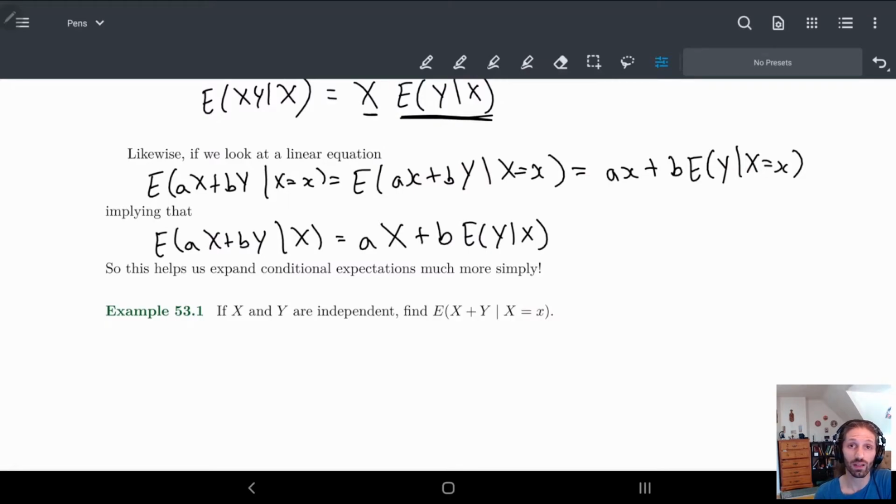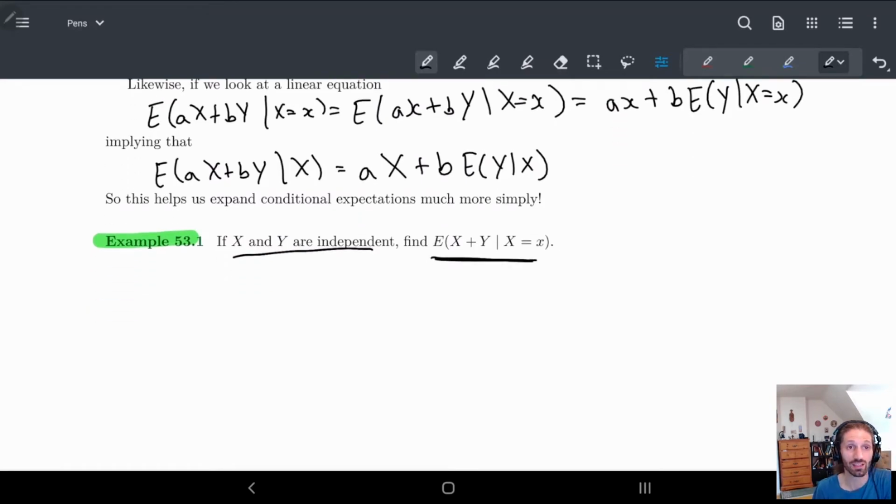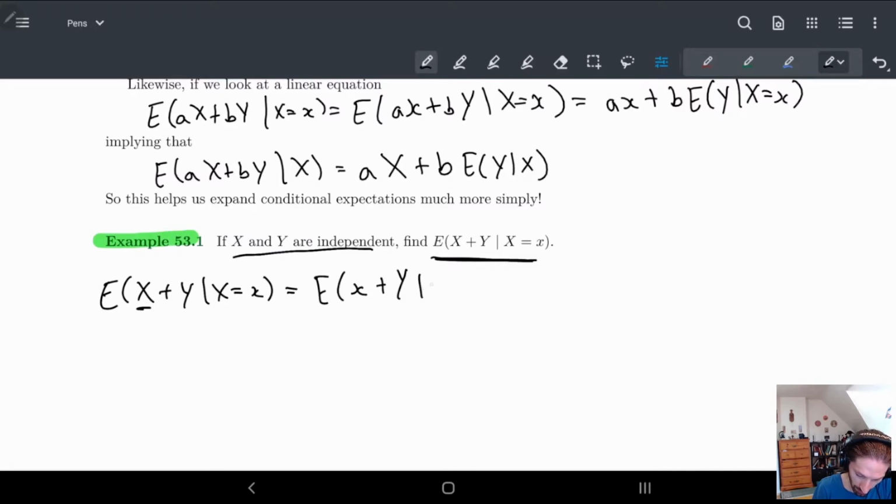This actually helps us with a lot of details, so let's look at an example to see how this helps. Here we have X and Y independent, and we're trying to solve the expected value of X plus Y given X is equal to x. This first part should be fairly easy, or at least not too hard, given what we just went over. This big X we can convert to a little x, so we have E of x plus Y given X equals x. And we can pull this out, so this is just x plus the expected value of Y given X equals x.